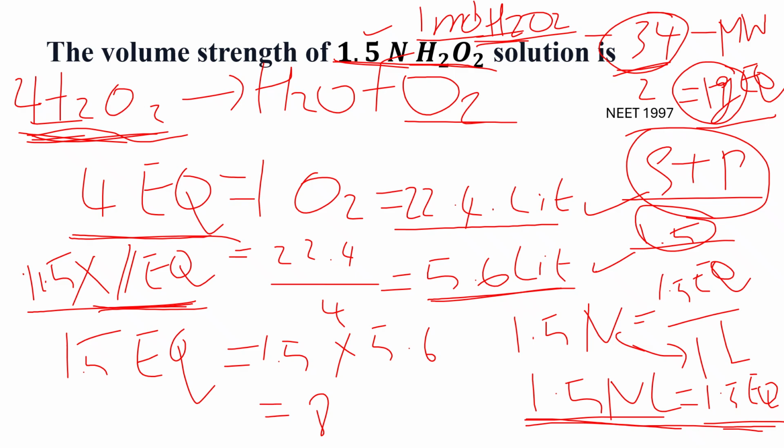So 1.5 normal H2O2 solution has a volume strength of 8 volumes. Volume strength is expressed in volumes, not in any other unit. Volume strength is always expressed in volumes.